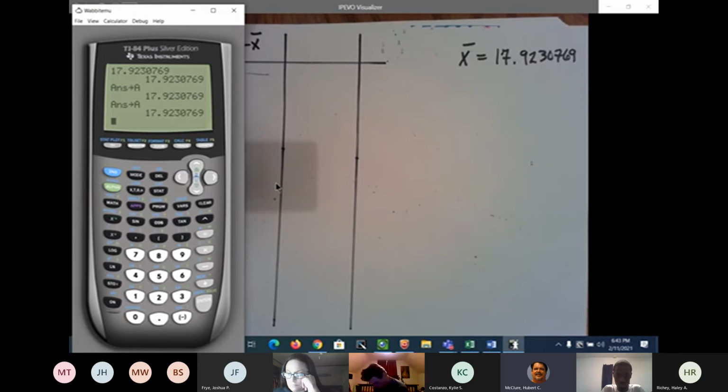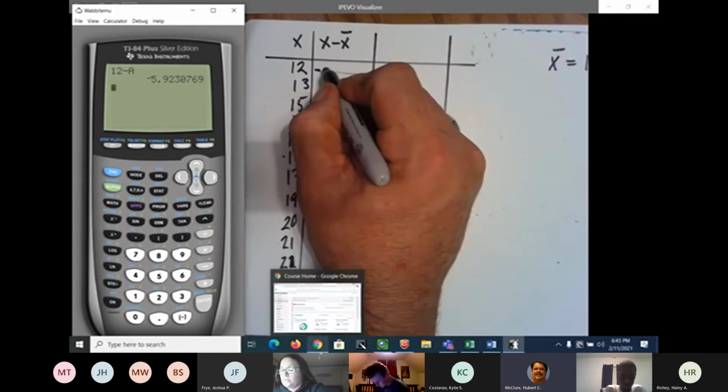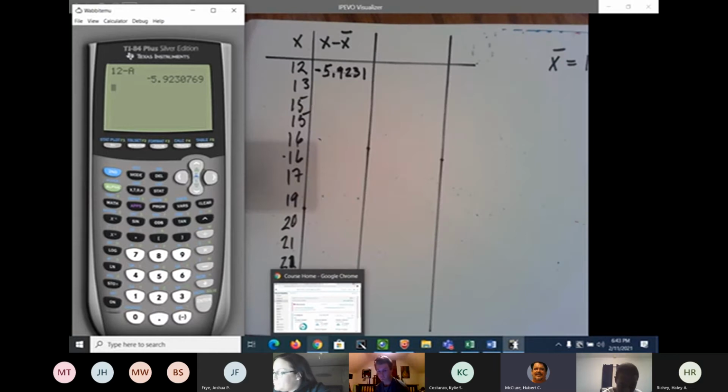Let me show you. The first number is 12. So I'm going to do 12 minus alpha A. And that goes right here. Negative 5.92307. And you can just round it to 4 digits. That's fine. Negative 5.9231. And do that for each number. Now I'm showing you how to do this by hand the long way. This is the longest way to do it.